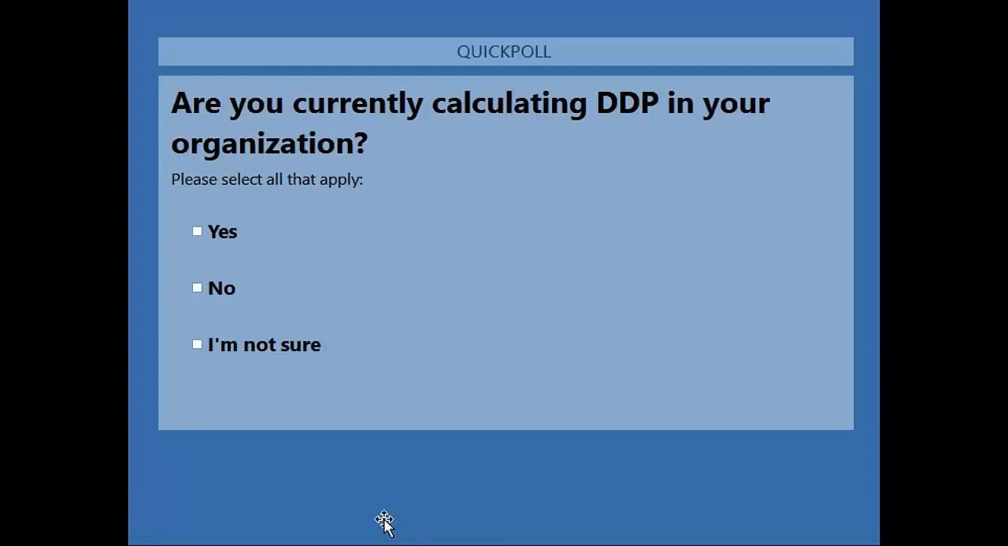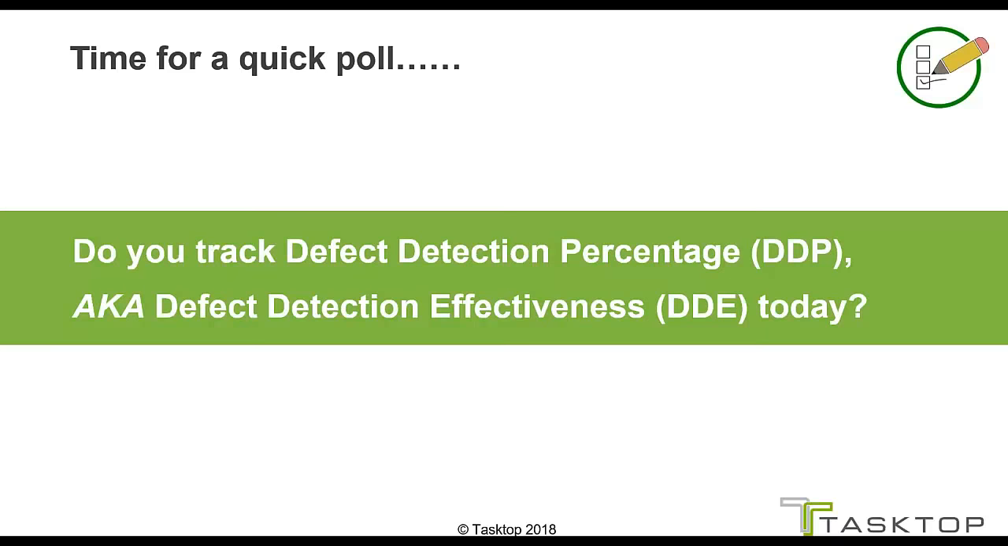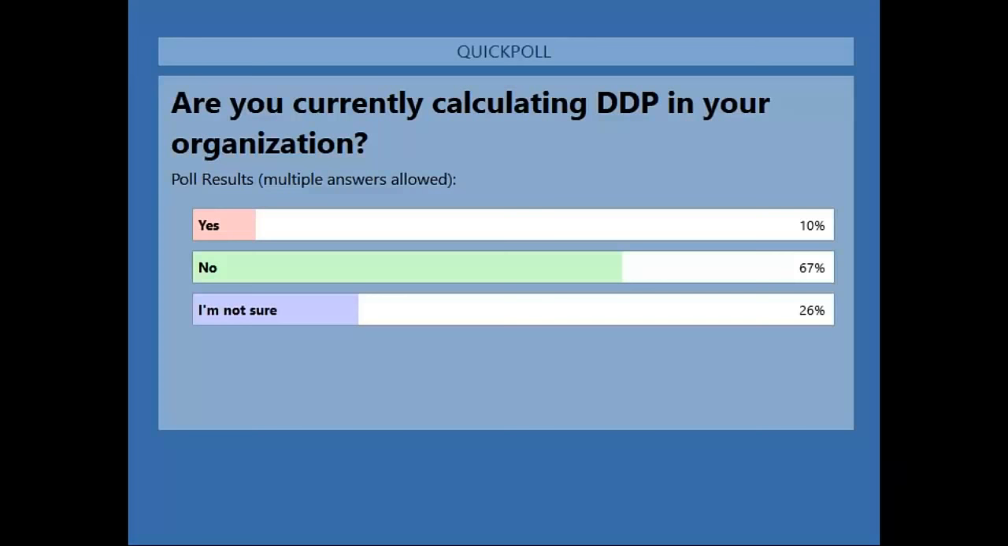Okay, the majority of folks have voted, so I'm going to go ahead and close the poll in 2, 1, closed. Okay, here we go, guys. Hold on, pushing out the results. Let's see, sharing them. Looks like the majority of folks are not calculating DDP. Matt, what do you think about that?